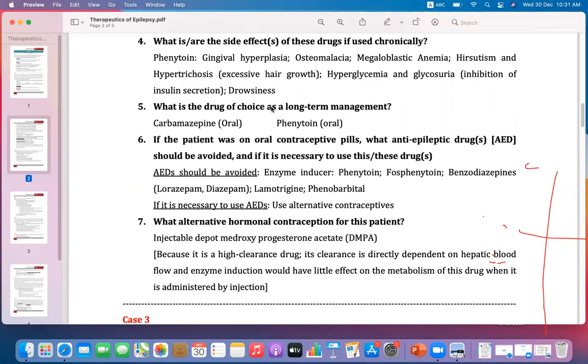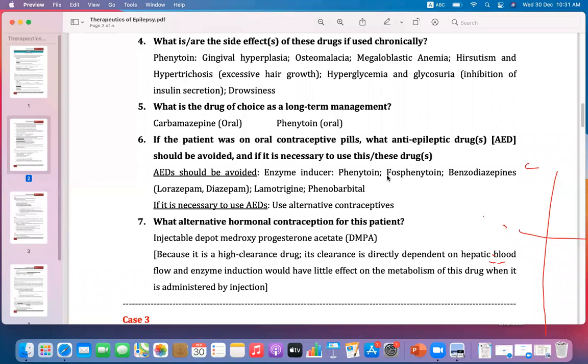And if there is enzyme induction, what is the adverse effect of enzyme induction? If the enzyme is induced by the drugs, the metabolism of other drugs will increase. And if the metabolism is increased, the drug is easily excreted from the body. We can say the clearance rate of the drug will be increased.